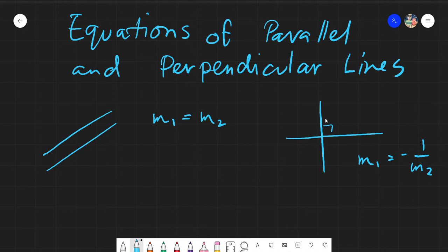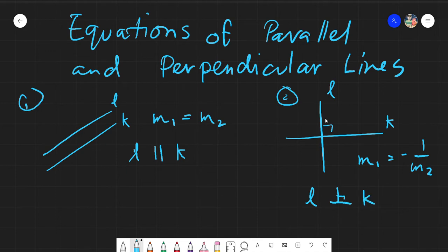Now, regarding these values of slopes for parallel and perpendicular lines, let me tell you about the symbol that we use to say whether line L and line K are parallel or perpendicular. In this first example, we say that line L is parallel to line K. This is our symbol for parallel lines, these two lines here. As for this one, say this is line L and this is line K again. To state their relationship, we say line L is perpendicular to line K. So, this is the symbol that we use.